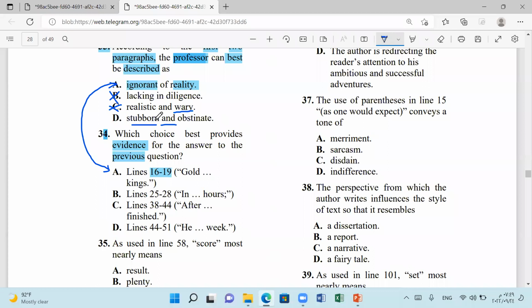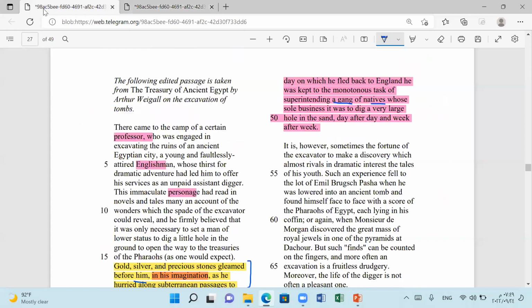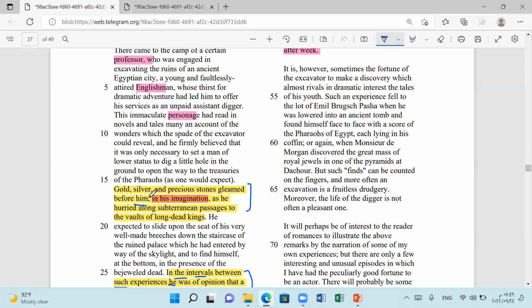But actually, it seems that he's not stubborn or anything because he fled back to England. He didn't continue even after he was frustrated. So the best matches here are to be A, ignorant of reality, and here this one, gold, silver, and precious stones gleamed before him in his imagination as he hurried along these passages to the vaults of long dead kings.